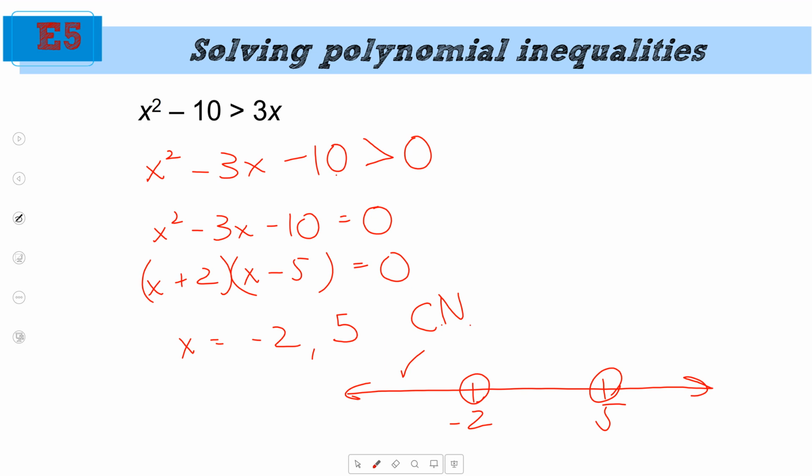What's a really good number to pick in here? 0. 0 would be great. If I plug in 0 there, 0 minus 0, 0 minus 10 is -10. -10 is not greater than 0. That doesn't work. And then over here, what do you want? 10? 10 sounds great. 10 squared is 100. Minus 30 is 70. Minus 10 is 60. All we care about is that it's positive and we're done.